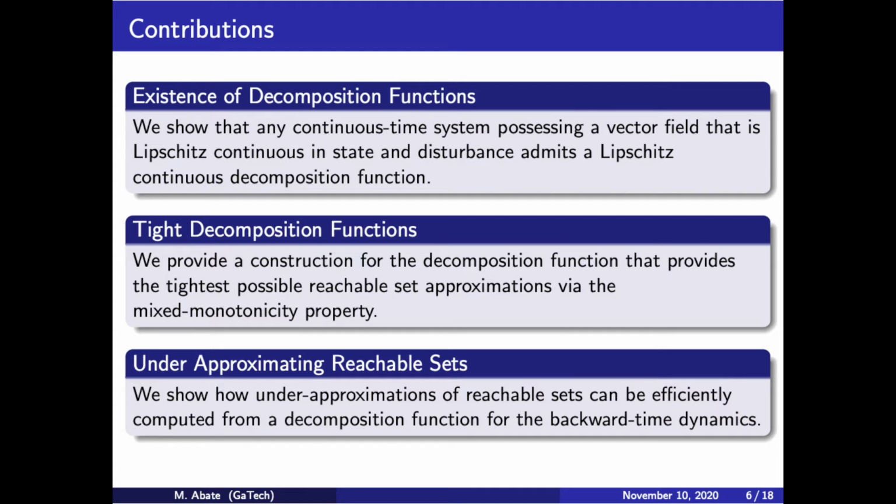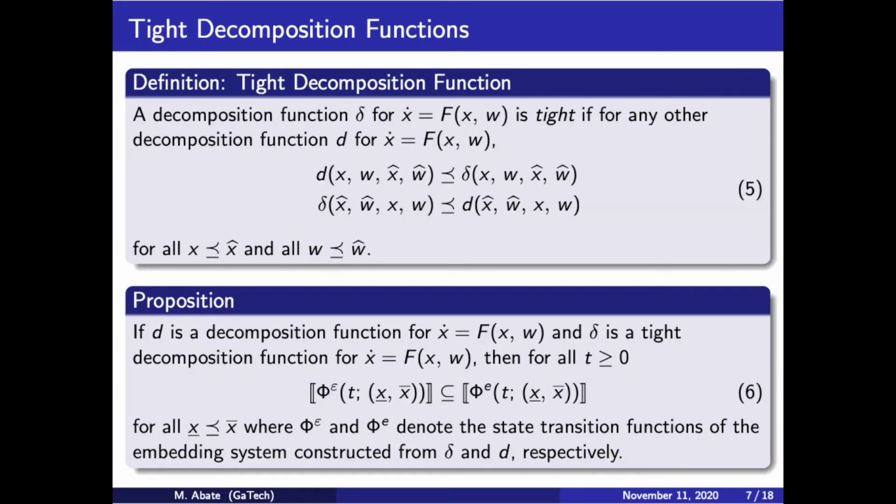And our last contribution is to show how under-approximations of reachable sets are also computed using the tools of mixed monotonicity by considering the backward time dynamics of one system. So this is a useful contribution because up until now the tools of mixed monotonicity have only ever been applied to compute, say, over-approximations of forward time reachable sets or over-approximations of backward time reachable sets. I'll begin by addressing our first two contributions.